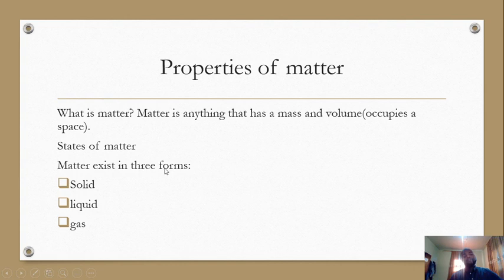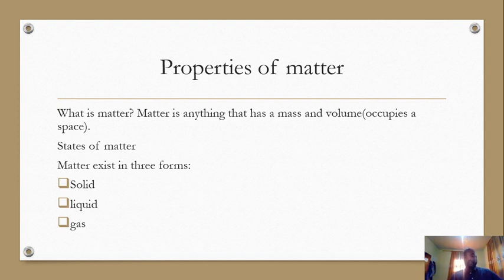States of matter. Matter can exist in three forms: solid form, liquid form, and gas form. These are called what? The states of matter. So there are three states of matter: solid, liquid, and gas.